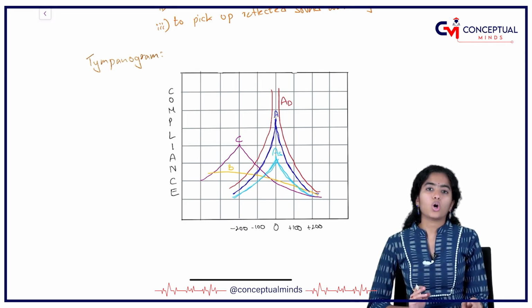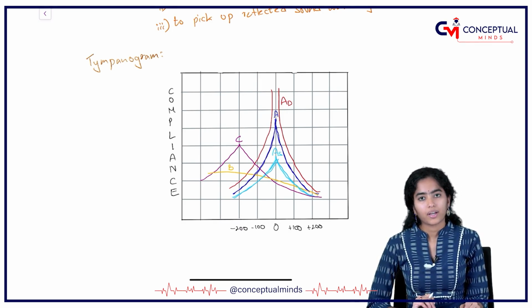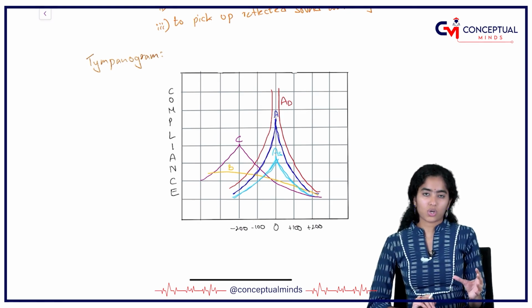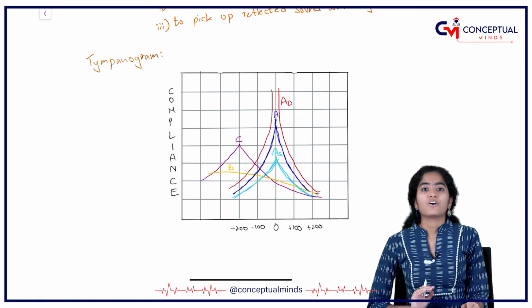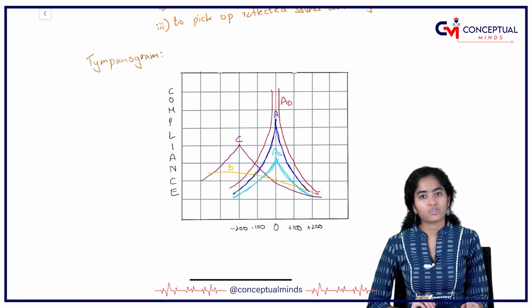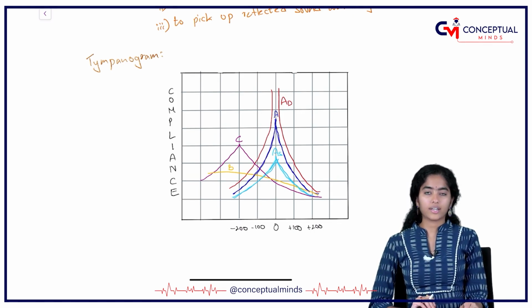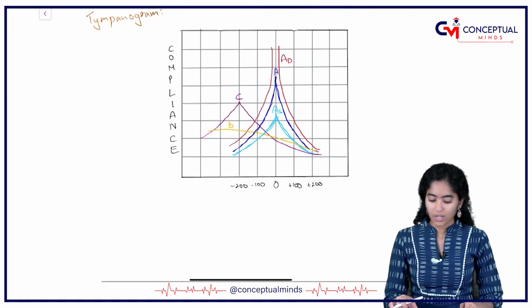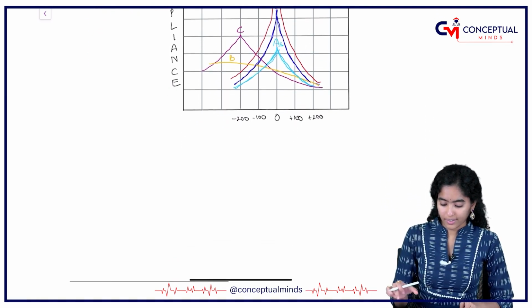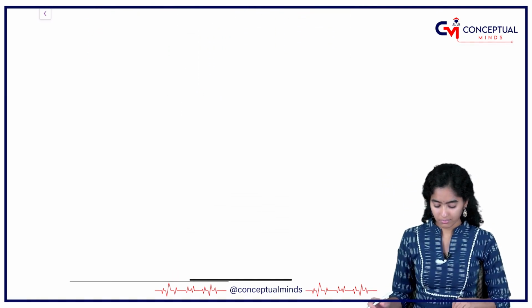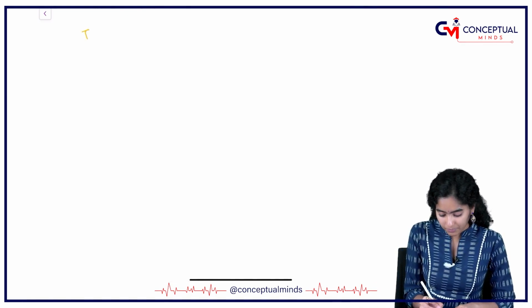And when is low compliance seen? When there is stiffness of the tympanic membrane or there is fixation of the ossicular chain. When does that occur? In otosclerosis. Let us also write the interpretation of these graphs simultaneously.